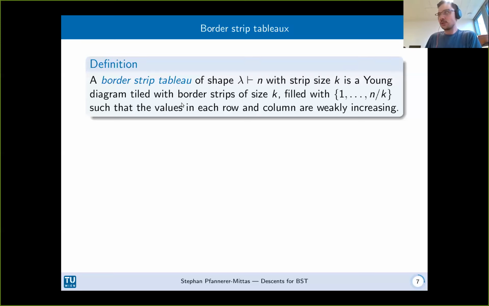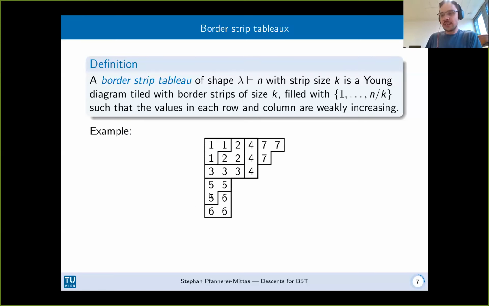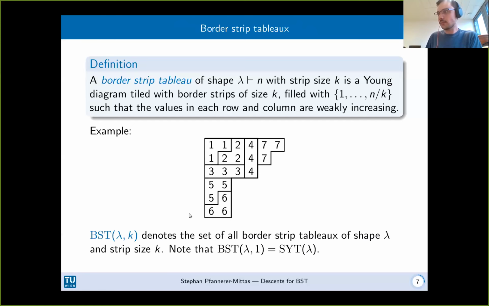A border strip tableau, here we look at the example, tiles our shape with border strips. In this case, I want them all to be the same length, namely k. So there will be in total n over k such strips, and we fill these strips with the values 1 up to n over k, such that in each row and in each column, the values are weakly increasing. So this is a border strip tableau with strip length k, in this example 3. We denote the set of all of them with BST lambda k.